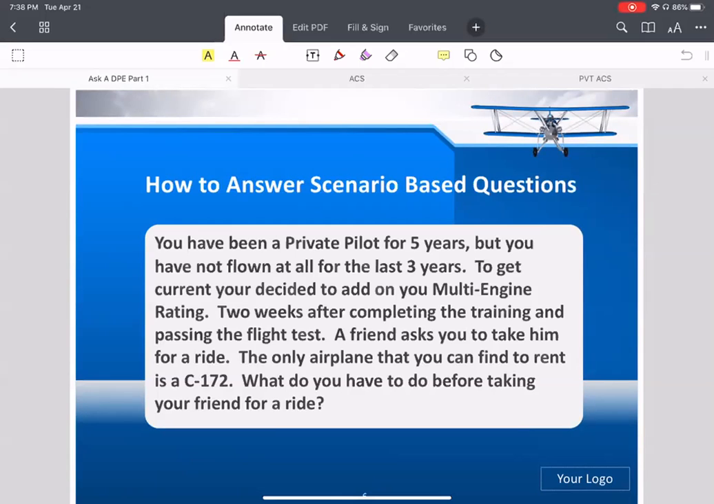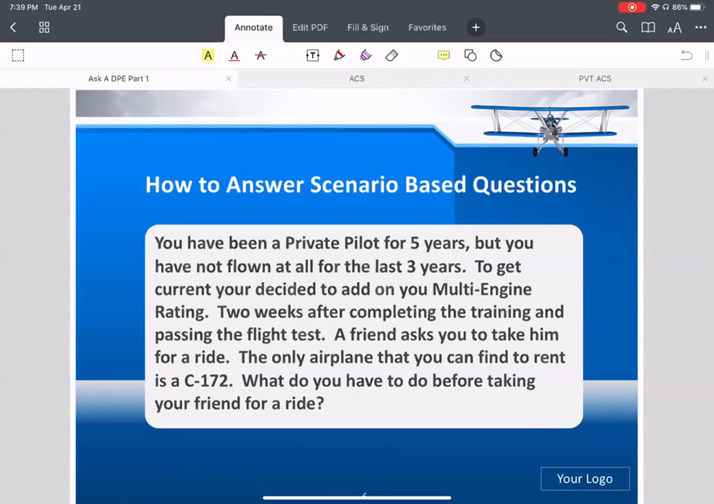So, but what does 61.56 also require of a pilot? If they became a private pilot 5 years ago, what do we have to do on a regular basis in addition to the 3 takeoffs and landings? We would need a biannual flight review. Flight review. Okay, this mentions nothing of a flight review. So do they have to have a flight review to fly the 172? No. Why not?